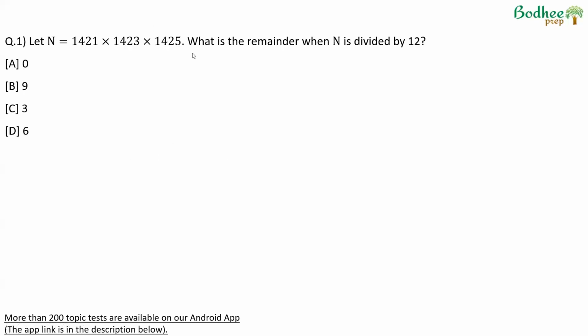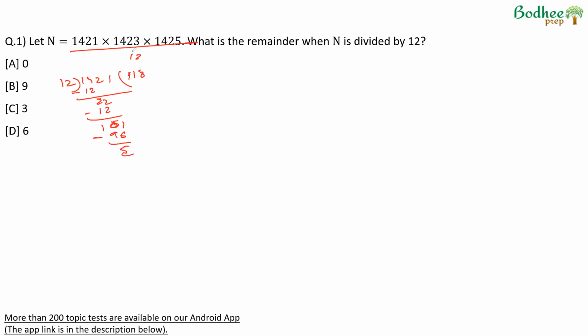If we look at the questions, this is question number 1. N is equal to 1421 into 1423 into 1425. What is the remainder when N is divided by 12? Now, if we look at the multiples of 12, 1421 divided by 12: 12 times 100 is 1200, 12 times 8 is 96, and therefore the remainder is 5.